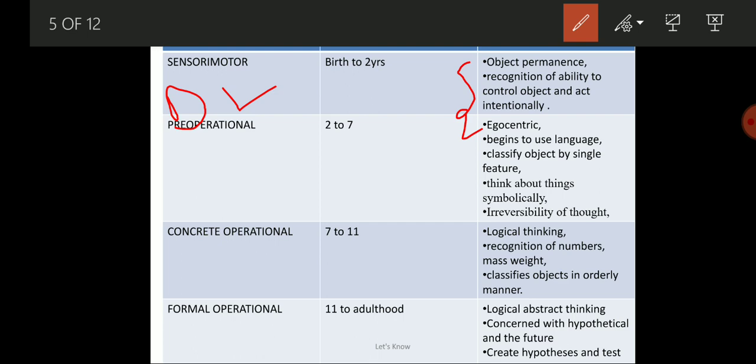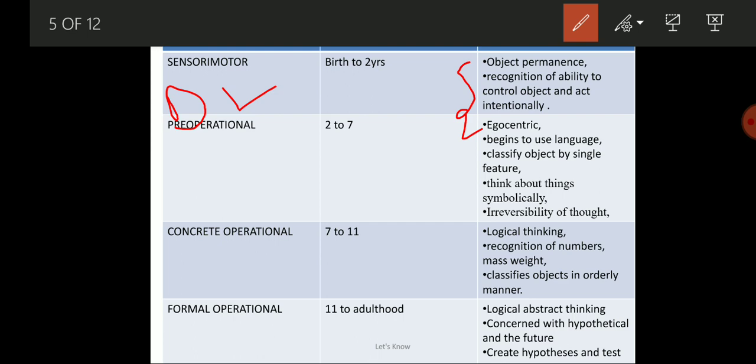In formal operation, what happens? Here the thing is abstract, that is imaginary logical thinking, but in concrete operation it is concrete thinking. Whatever he can visualize, he can think logically. Then recognition of numbers, yes, he recognizes the numbers. Mass, weight, classifies objects in an orderly manner. He can arrange in ascending and descending order.